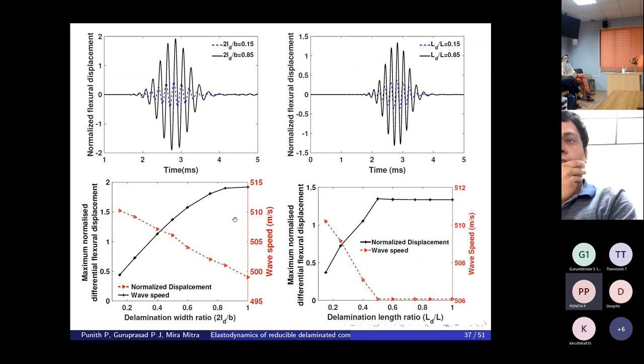We have done the same kind of analysis for the flexural response of the beam. We see the flexural response increasing and the flexural velocity decreasing linearly. These kinds of analysis provide a much greater understanding of the wave response in the presence of partial delamination, and this can be helpful in early detection of delamination in the beams.